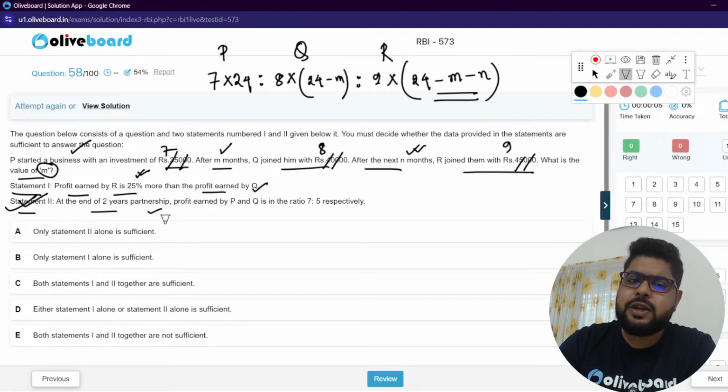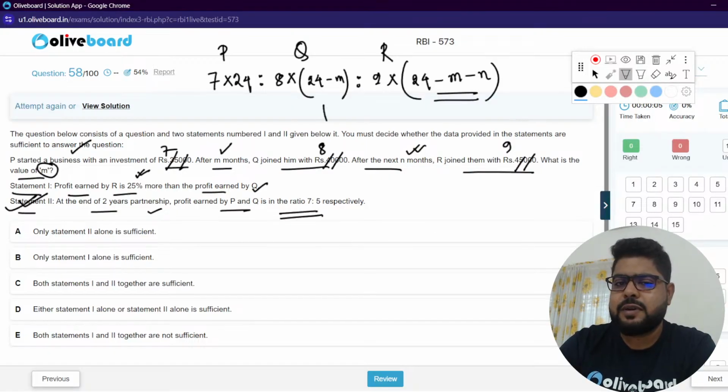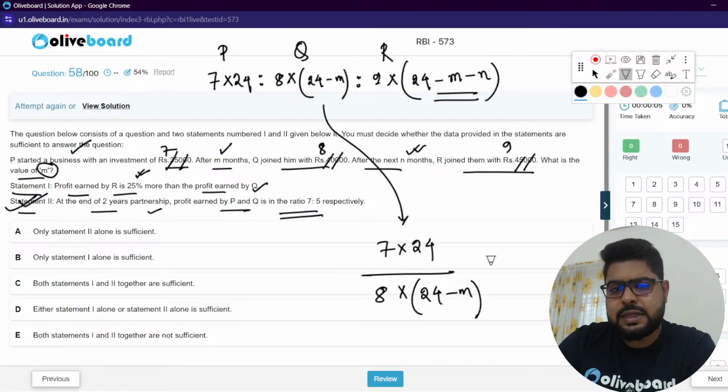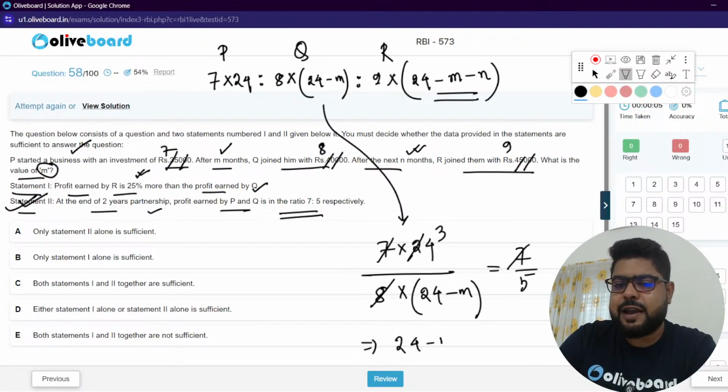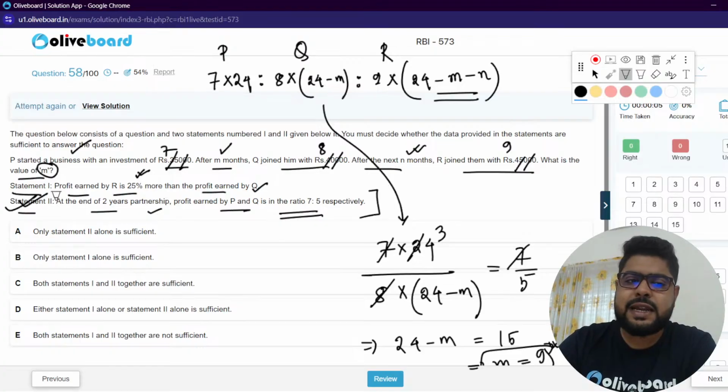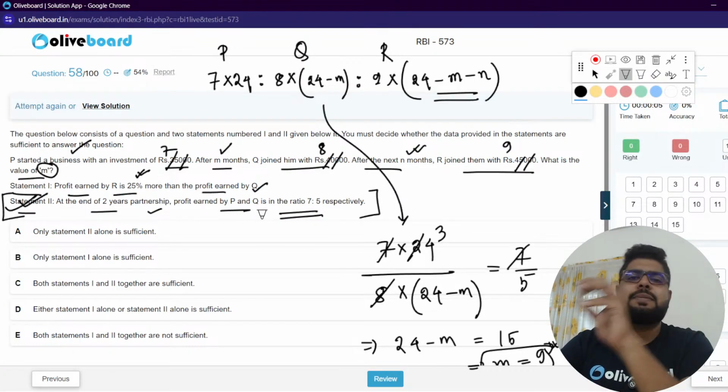But statement 2 alone is giving us P and Q, the ratio is 7 to 5. Meaning 7 into 24, this is P, by Q, which is 8 into 24 minus M, equal to 7 by 5. From there, 24 minus M is equal to 15, so M is equal to 9. Again, you don't need to calculate, but I can figure out the value of M from only statement 2. I'm not needing statement 1.